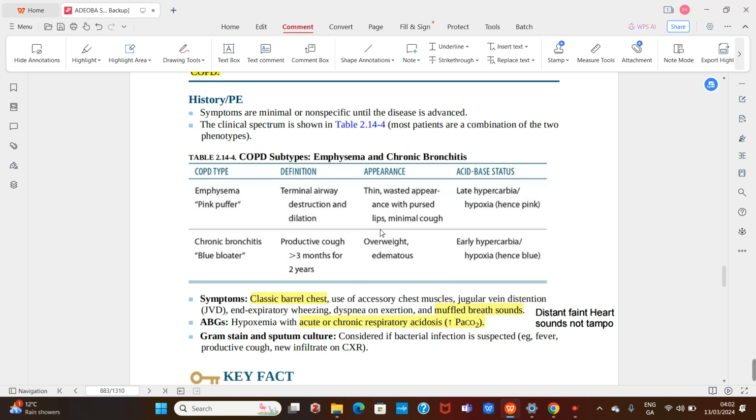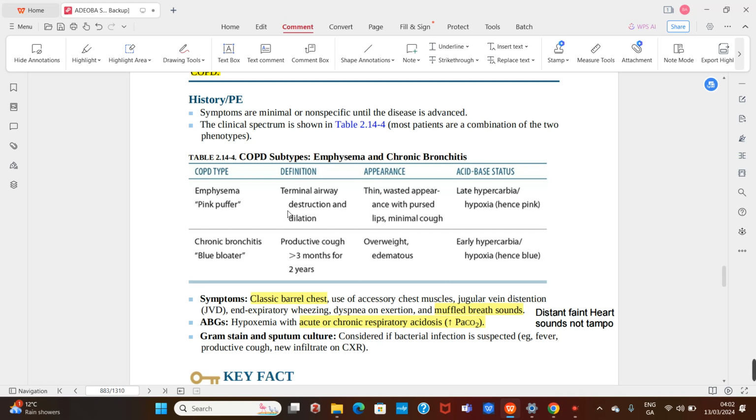But that position usually involves recruitment of certain muscles. So at the end of the day, the work of breathing is increased. The energy expenditure is increased, and that is why they look wasted, because they continue doing this for a long time. The work of breathing increases, energy expenditure increases, leading to weight loss. That's not the reason why they call them the pink puffer, but that's why they look skinny.